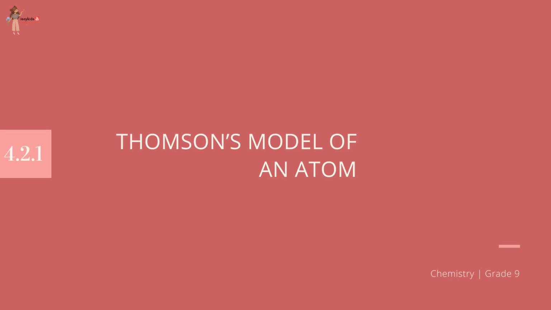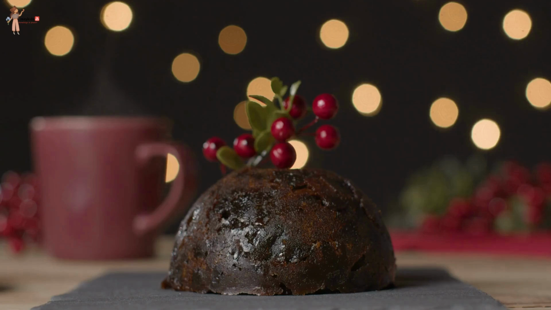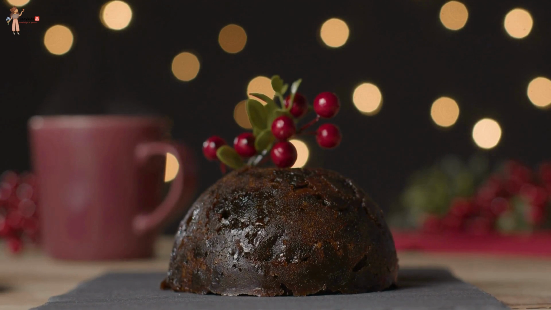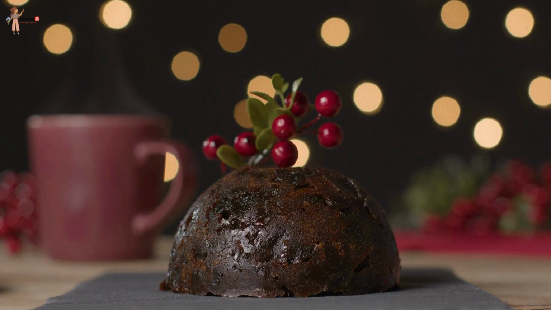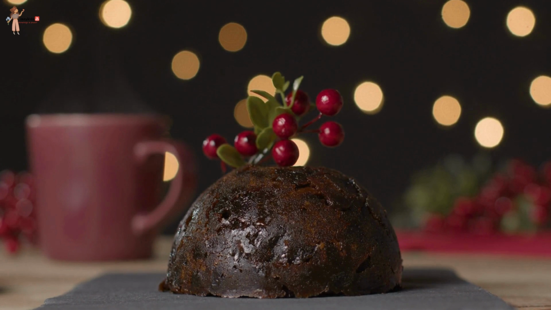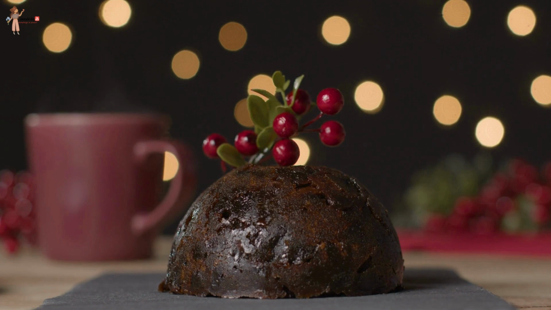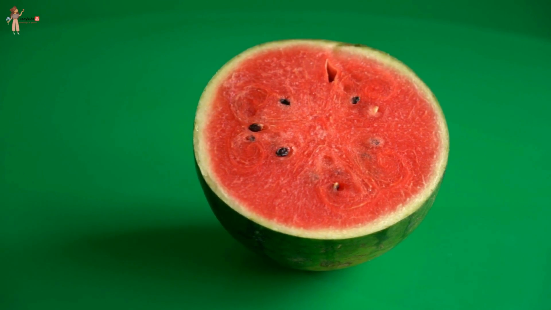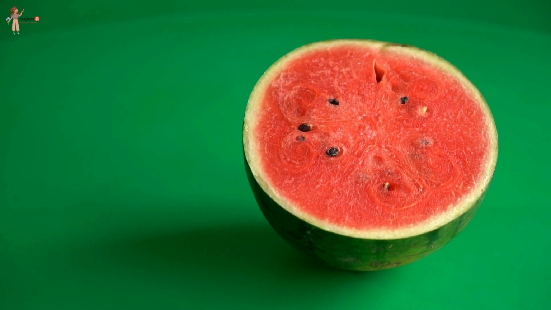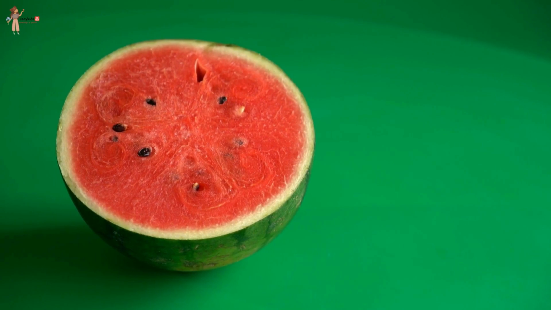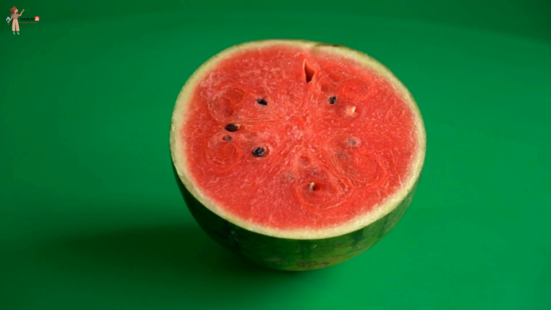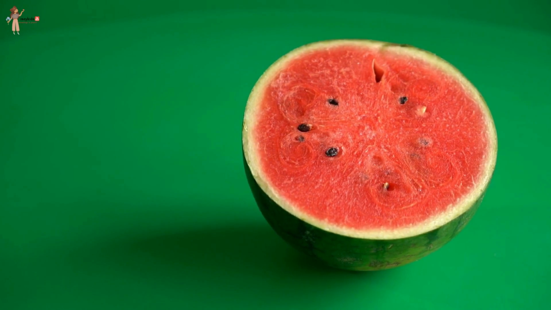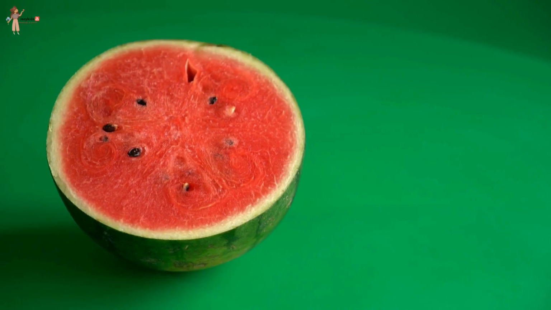Thomson's model of an atom. Thomson proposed the model of an atom to be similar to that of a Christmas pudding. The electrons in a sphere of positive charge were like dry fruits in a spherical Christmas pudding. We can also think of a watermelon. The positive charge in the atom is spread all over like the red edible part of the watermelon, while the electrons are studded in the positively charged sphere, like the seeds in the watermelon.